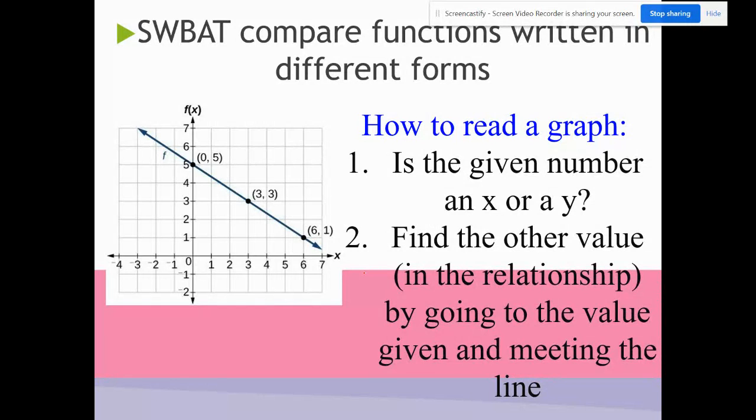Now, the second easiest thing to do is reading a graph. I'm still going to ask myself the first question, is the number I give you an x or a y? And then we're going to do almost the same thing for the second question. We're going to have to figure out the other part of the relationship, but we're going to do it by going to the value on the graph and meeting where the line is. Now, that's not going to make sense until we do it. So check out these examples.